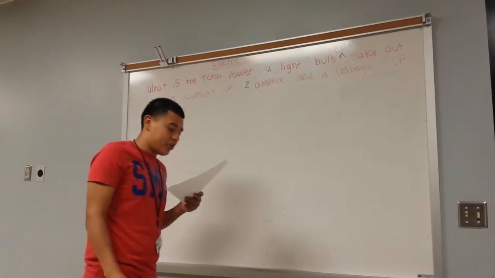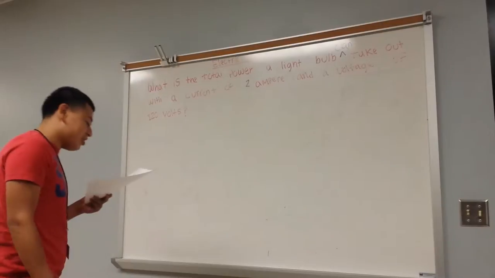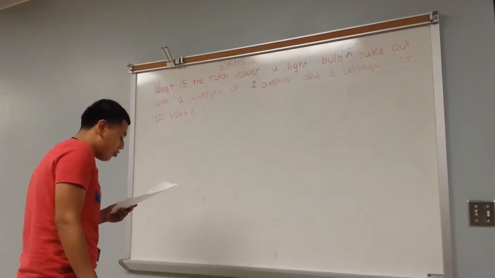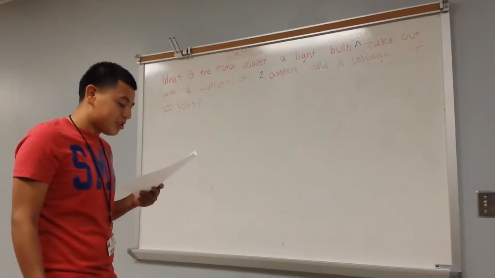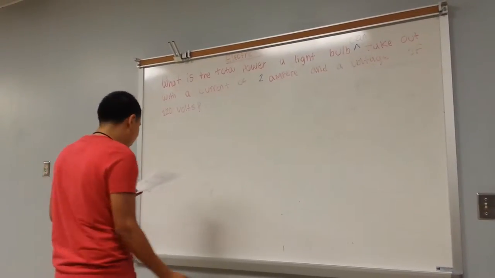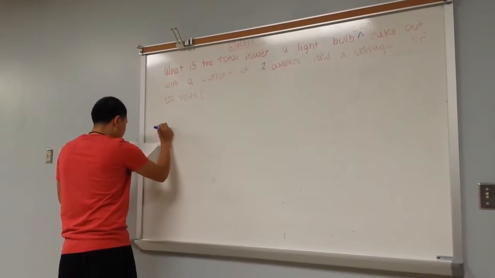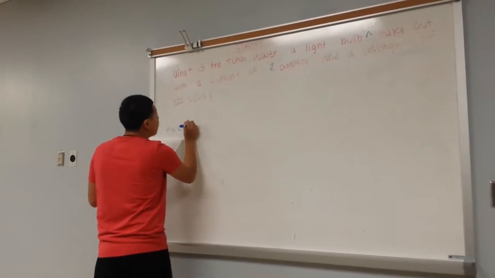Power is equal to the product of the current and voltage. Definition: the rate at which electrical energy is converted into another form, such as mechanical energy, heat, or light. The formula is P equals C times V.